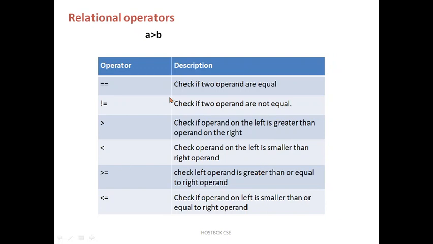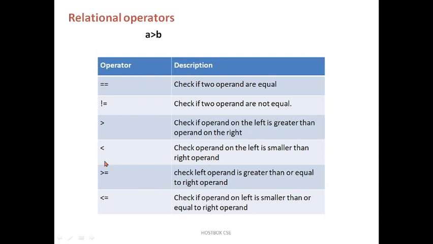Then relational operators. There are many symbols used for relational operators. If you want to compare or check whether two values are equal or not, you can use the relational operators. For example, is equal to checks if two operands, a and b, are equal or not. Then is not equal to, to check that both are not equal. And less than, greater than, greater than or equal to, or less than or equal to.